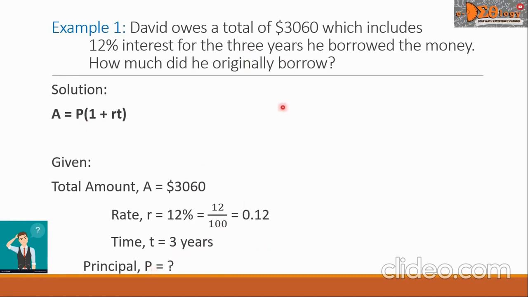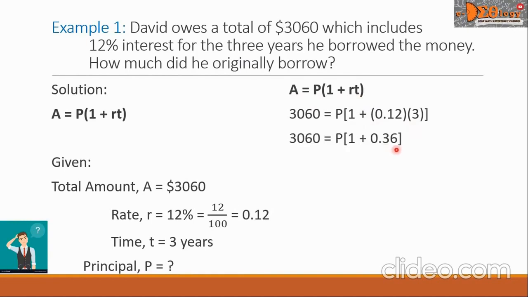Using our formula here now, let us write it on this side, and let us do the substitution. For the A, it is now 3060. P is the variable, and we will copy it again here. 1 is a constant, and then plus the product of RT. The R now becomes 0.12, and the T is 3. In here, let us first simplify the product 0.12 and 3, we will get the 0.36. We will get the sum of 1 plus the 0.36, and then we will have this 1.36.